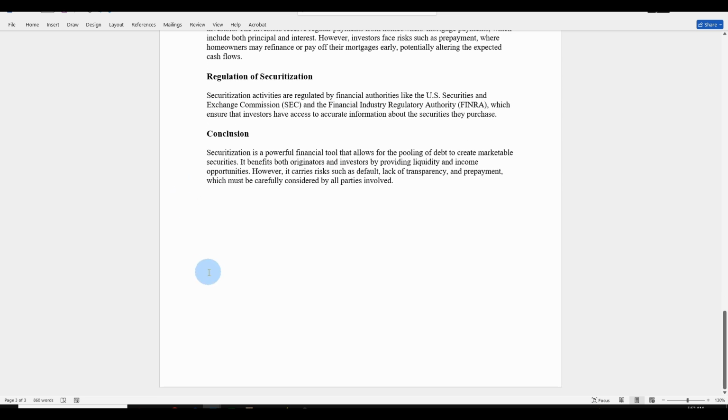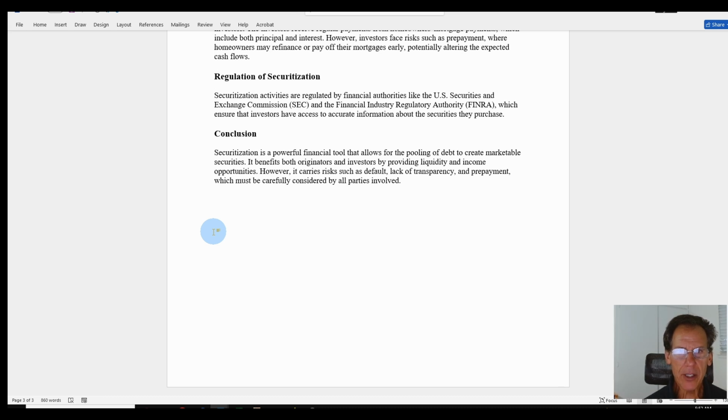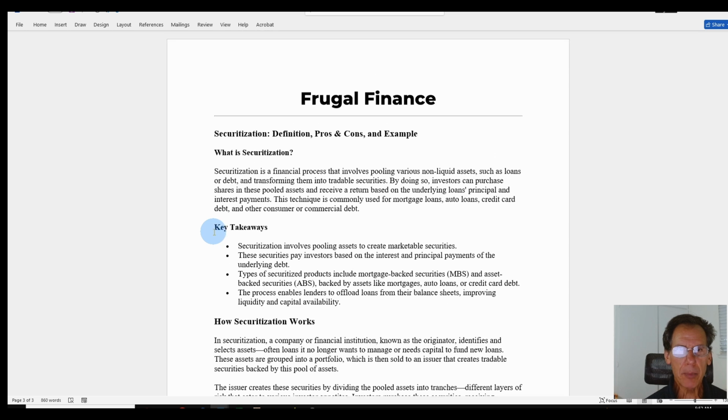Conclusion: securitization is a powerful financial tool that allows for pooling of debt to create marketable securities. It benefits both originator and investor by providing liquidity and income opportunities. However, it carries risks such as default, lack of transparency, and prepayment, which must be carefully considered by all parties involved. These are complex investments that led to the 2007-2008 financial crisis.